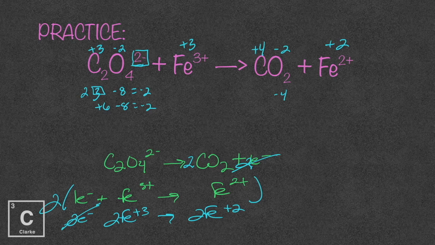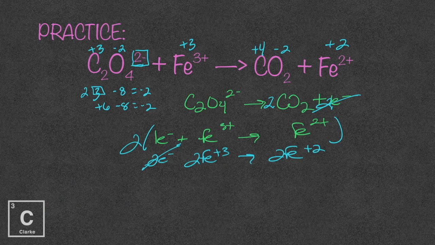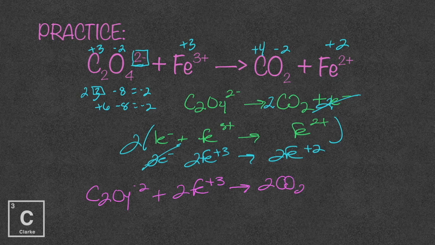Now let's put this back together. Okay, I gave us a little bit of room. So that means we're going to have C2O4 with a -2, reacting with 2 iron ions with a +3 charge, reacting with 2 carbon dioxides, and 2 iron +2s. We're just going to put all that back together. Don't be afraid to start a new line. Don't let your work get all jumbled up. Make sure and keep it separated.